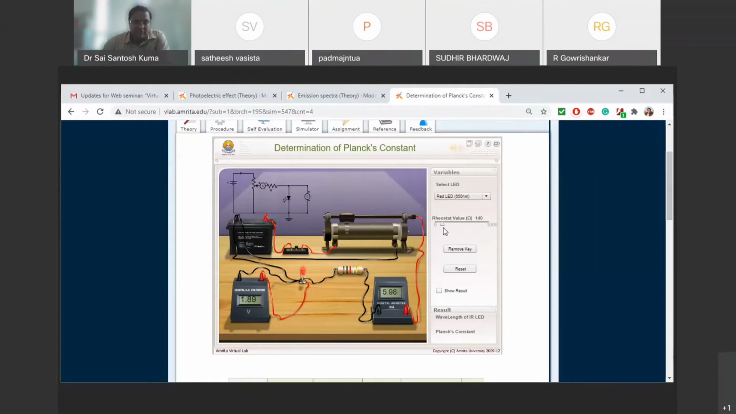Exactly at 1.89, you start seeing some current. Let me play it again. No, at 1.8 nothing is there. At 1.89, current starts coming. So the knee voltage here is 1.89 and the wavelength is 650.